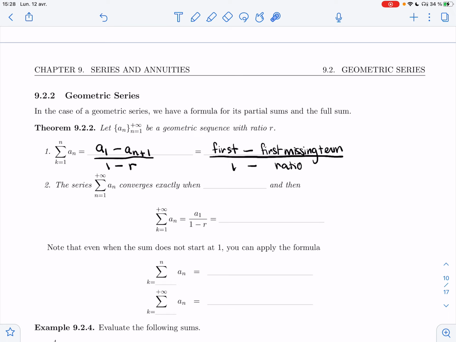All right, so now that we have the partial sums, we can ask about the convergence of the series. So the series converges exactly when the ratio r is in (-1, 1), and then the sum of the series is a_1 over 1 minus r, so first over 1 minus ratio.